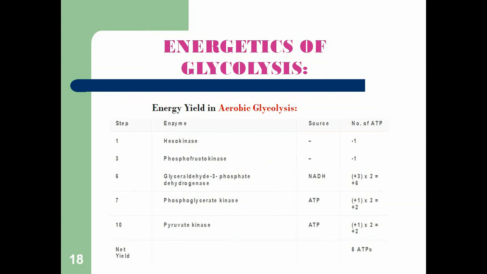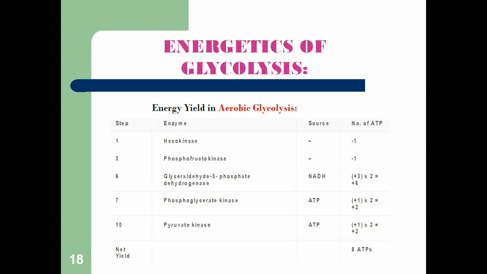Lastly, moving on to the energetics of glycolysis. So the energy yield in aerobic glycolysis is 8 ATPs. Here we can look at the energy generation steps. Hexokinase involves the investment of one ATP, phosphofructokinase involves the investment of another ATP, glyceraldehyde 3-phosphate dehydrogenase generates 2 molecules of NADH, that is equivalent to 6 ATP molecules. Phosphoglycerate kinase and pyruvate kinase contribute 2 molecules each of ATP using substrate level phosphorylation. So altogether we can see there are 10 ATP molecules.